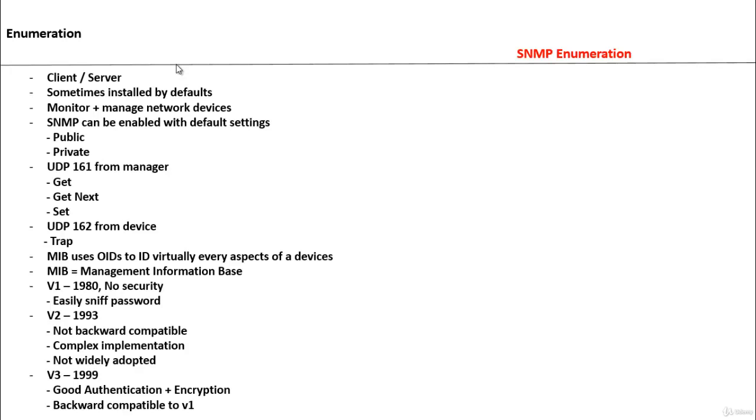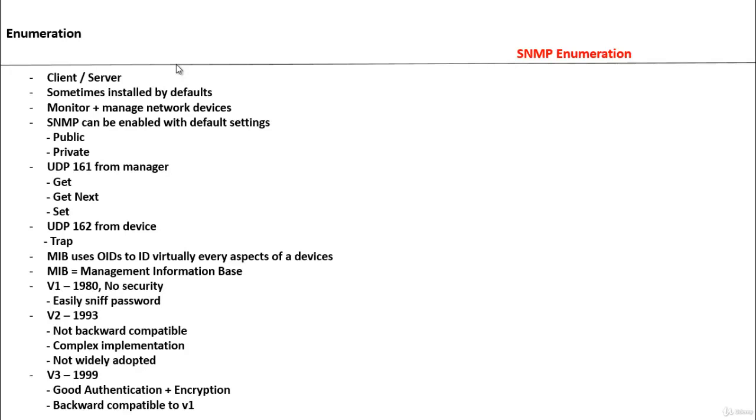SNMP has manager and trap. Manager works server side and trap works client side. So UDP uses SNMP port 161 for the manager. The manager sends a request to the client, meaning the network device, to gather information about it, and that device provides information to the SNMP server. It's called trap.